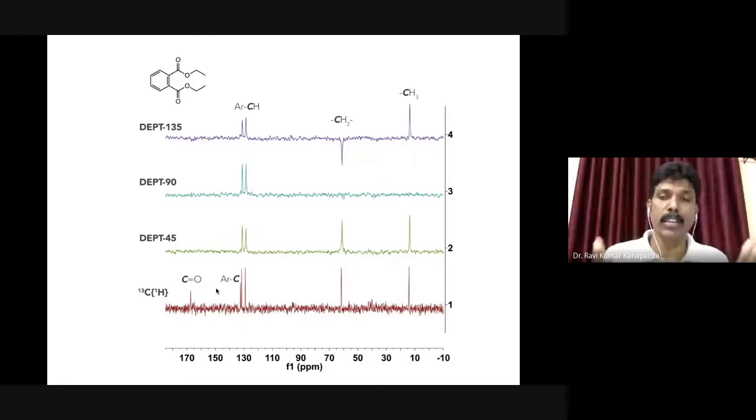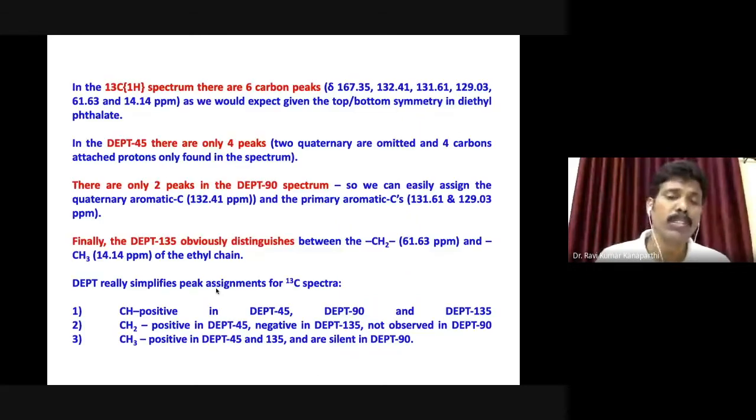DEPT 45-degree scan, you will get primary, secondary, tertiary. Then 90-degree, only tertiary will be obtained. And DEPT 135, like the DEPT 45 scan, you get all the primary, secondary, tertiary, but there is a difference. The secondary carbon signals will be negative, while the primary and the tertiary will be positive. So that's the difference, and that's the point to be noted, so that you can interpret any molecular structure.